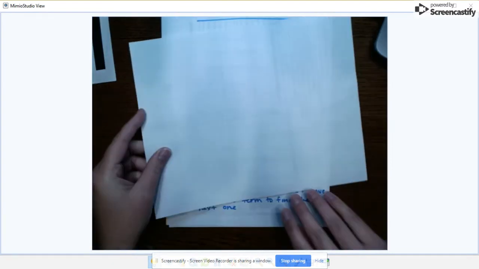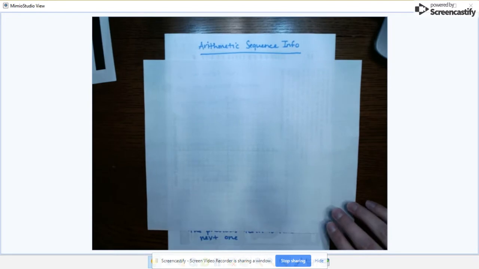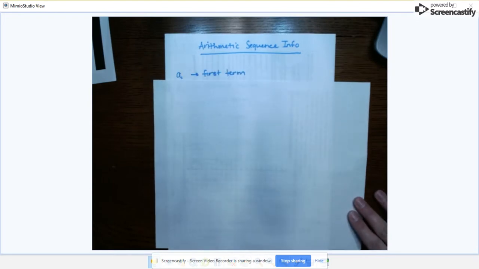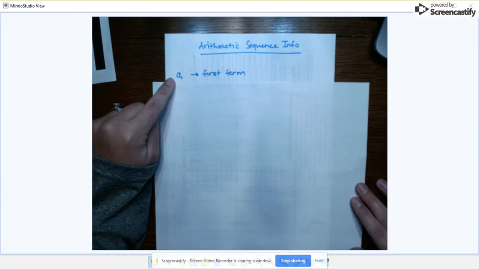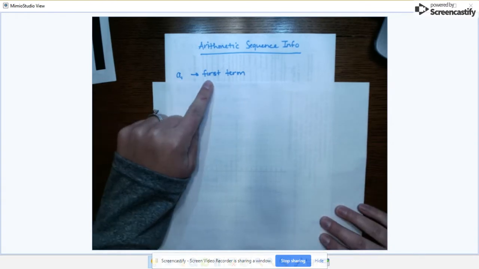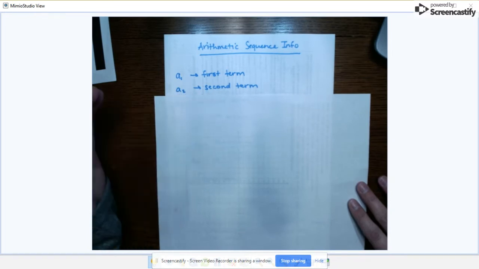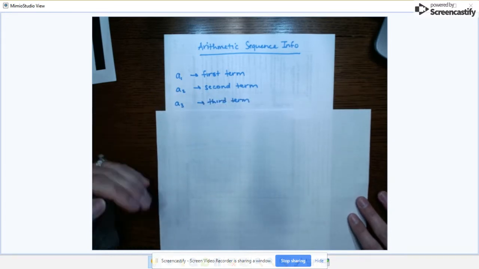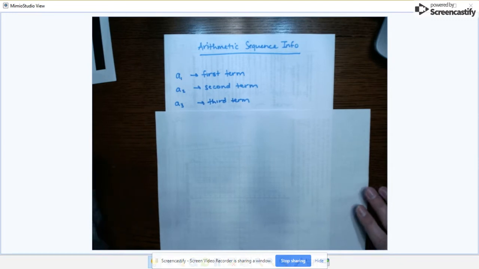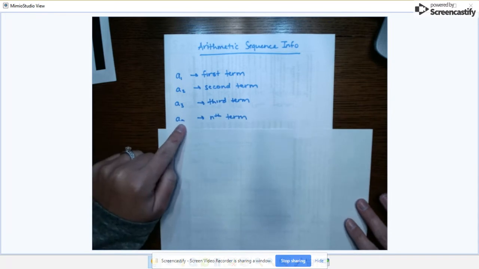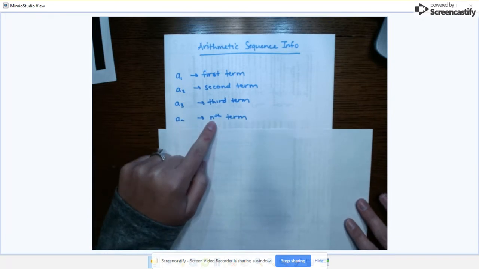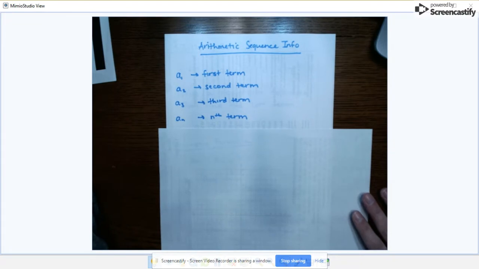All right, so just a little information for these arithmetic sequences. We're going to use lowercase a for arithmetic. A sub 1 is going to represent our first term. A sub 2 then is our second. You can assume A sub 3 would then be our third, and so on. Every sequence has a different number of terms, so we generalize that as A sub n. And n would be our nth term. So in one example, n might be 7, and we'd be looking at our 7th term. But in another example, n might be 92, and we'd look at the 92nd term.